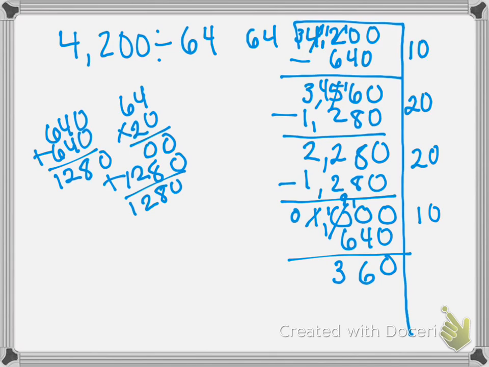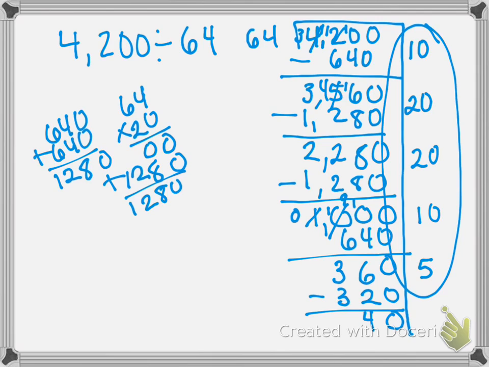But maybe I could do 5. So 5 times 64 is going to be half of what 10 times 64 is. So I can take half of 640. So remember that 10 is an easy one to go down to because you take half of what the 10 times the divisor was. So half of 640 is 320. And I'm left with 40. Well, 40 is less than 64, so I'm done.